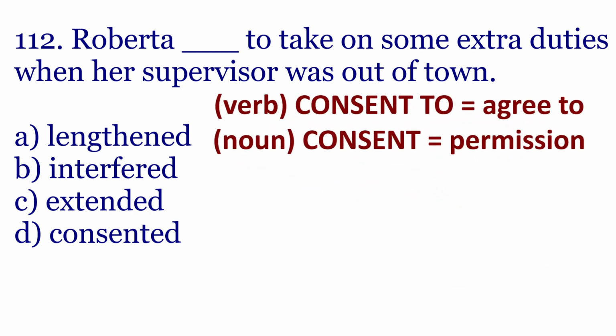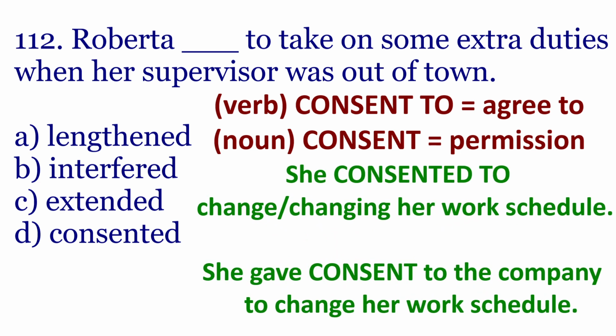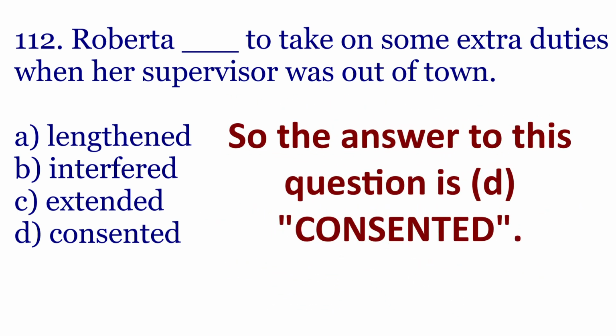Now, consent to is the verb, but consent can also be a noun. Let's look at some examples. She consented to change her work schedule. You could also say she consented to changing her work schedule. So she said, I will accept this. I will permit this. Number 2, she consented to the company changing her work schedule. So she said, that's okay. I give you permission. If you use the noun, she gave consent to the company to change her work schedule.